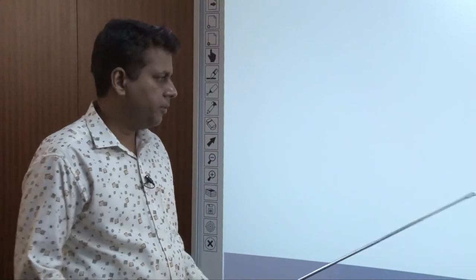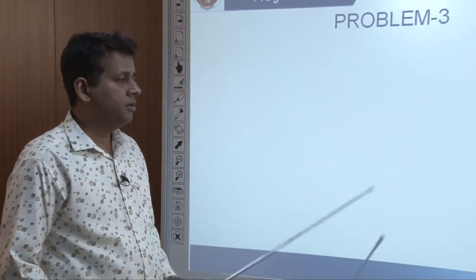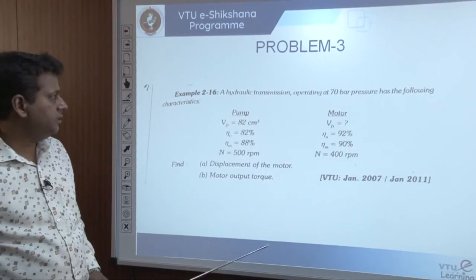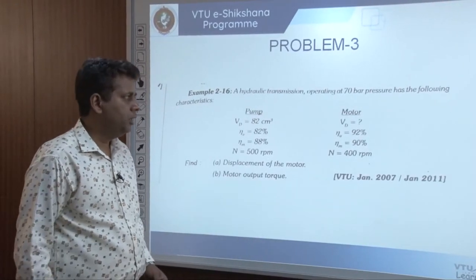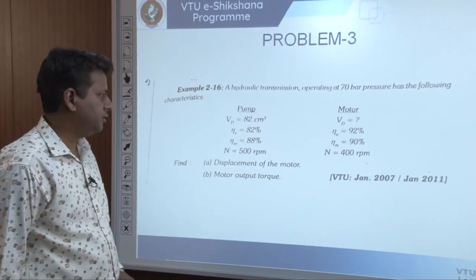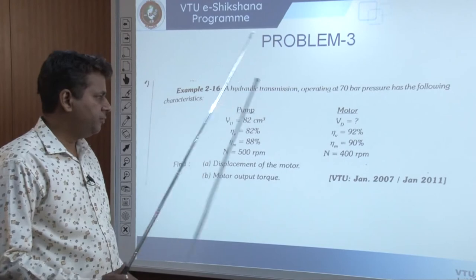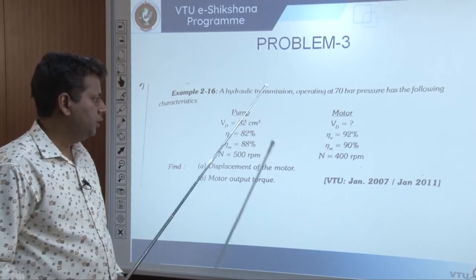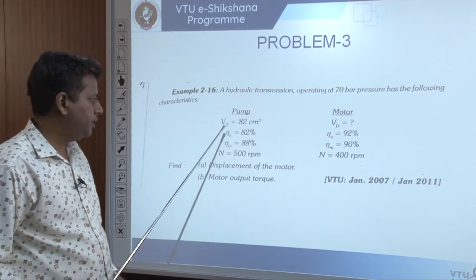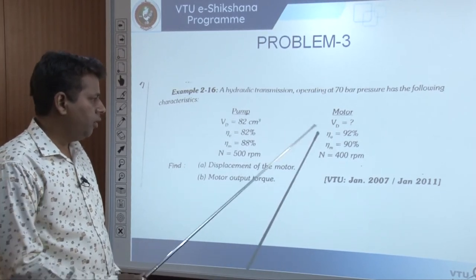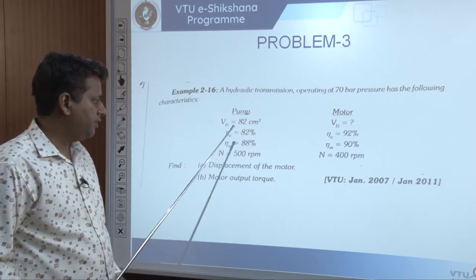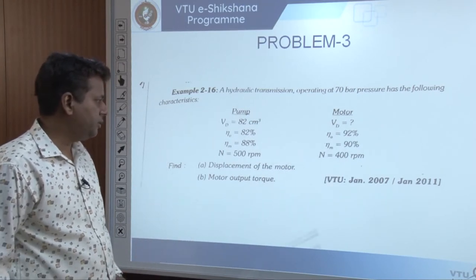So let us solve the next problem, that is problem number 3. The statement of the problem is like this: a hydraulic transmission operating at 70 bar pressure has the following characteristics. One side there is a pump, other side there is a motor. So motor is always driving the pump. So volumetric displacement is 80 centimeter cube. Volumetric displacement is, you have to find out, the volumetric efficiency is 82%, here it is 92%.